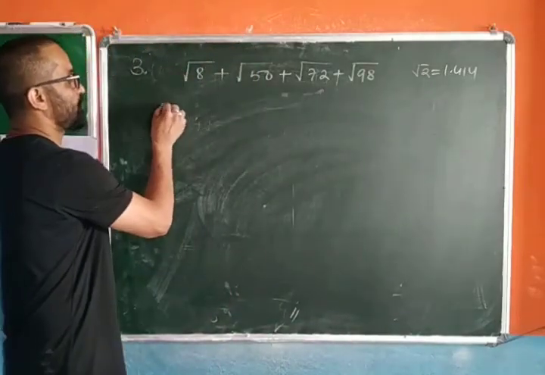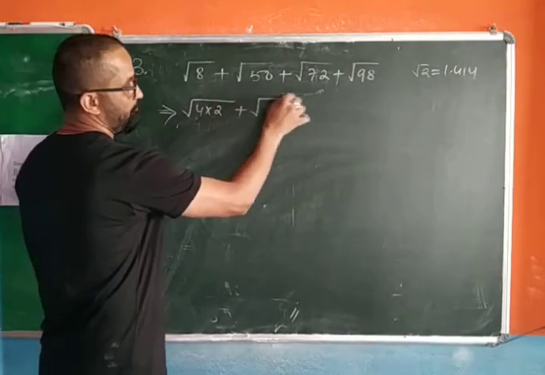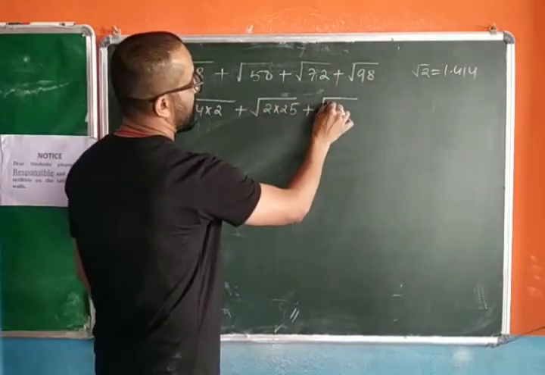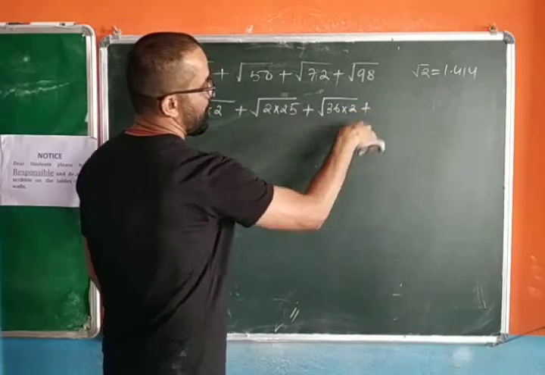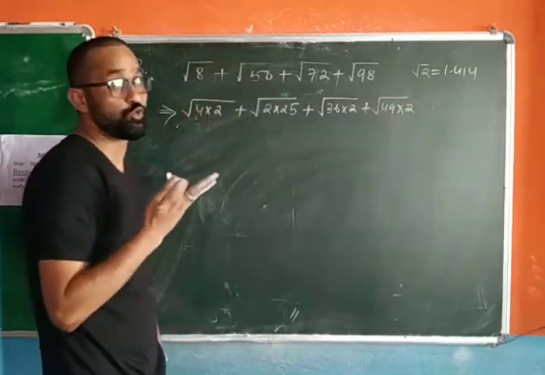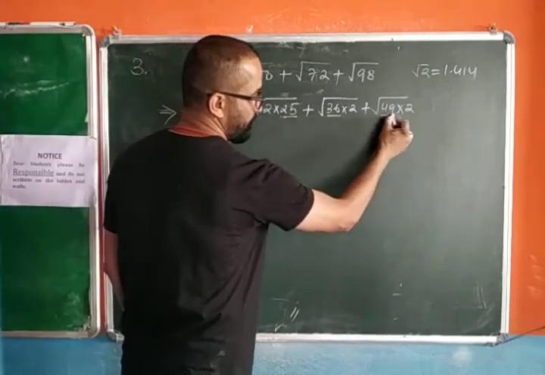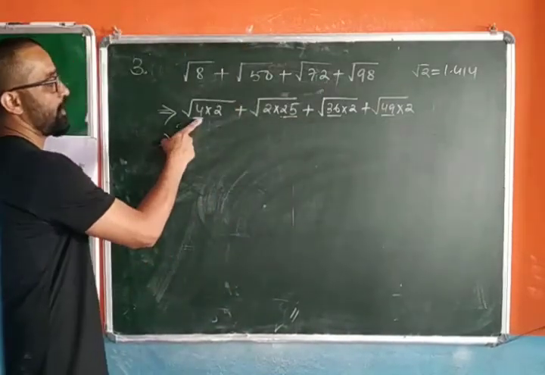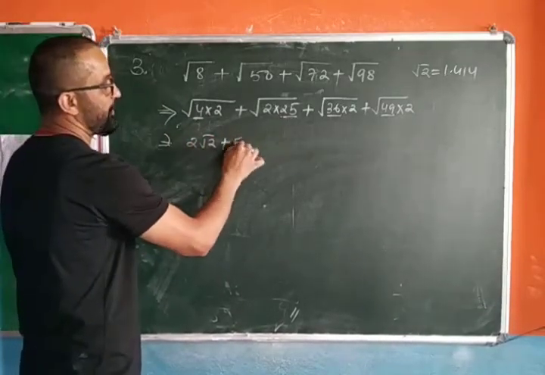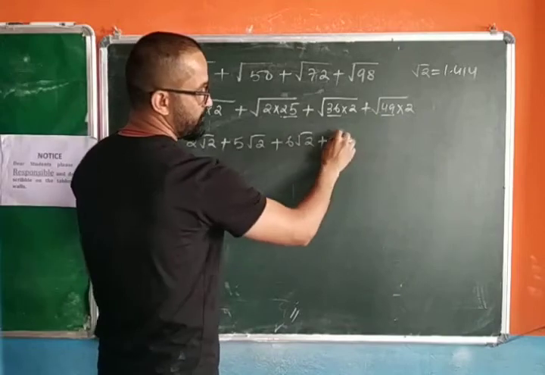So look at the calculation. 8 can be written as 4 into 2. 50 can be written as 2 into 25. 72 can be written as 36 into 2. 98 can be written as 49 into 2. You are getting 2 over there. These are perfect square numbers, so you find the square root. Square root of 4 is 2, so you get 2 root 2, plus square root of 25 is 5 root 2, square root of 36 is 6 root 2, and 7 root 2.